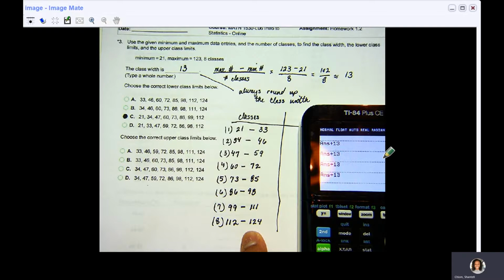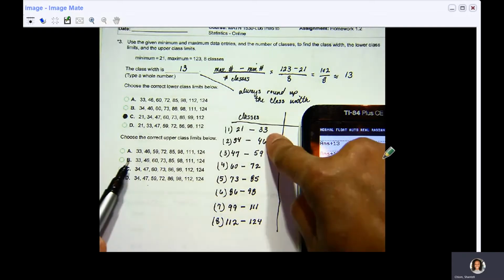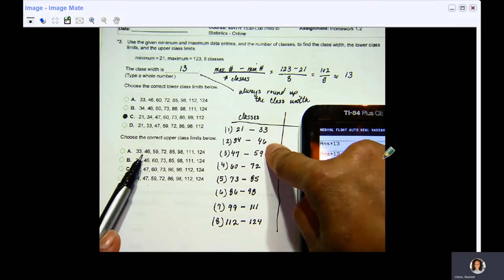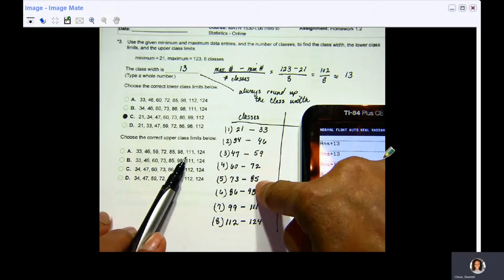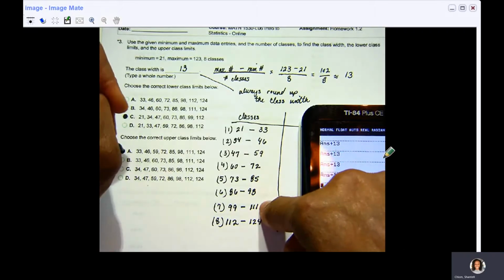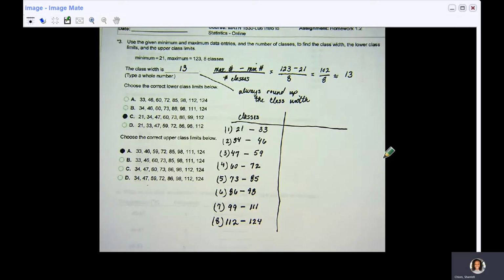So your upper class limits start at 33, 46, 59, 72, 85, which has to be A. Okay? So that's number 3. And number 2 is just like it.